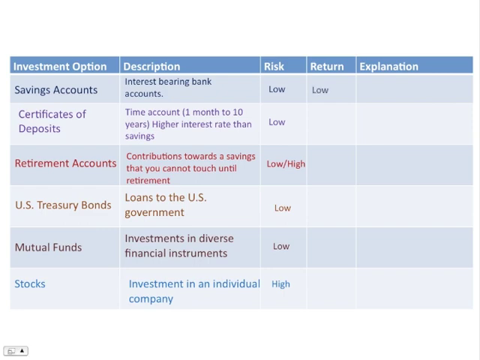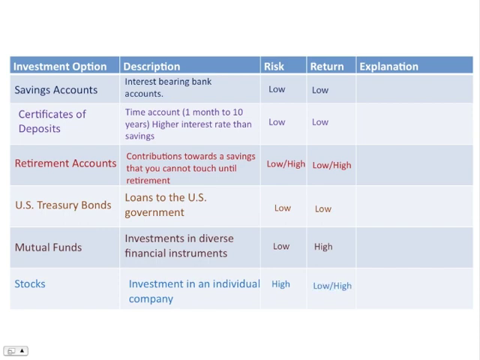Savings accounts are going to net low return. CDs are going to generally net low return in 2019 anyway. Retirement accounts can vary. Currently, U.S. Treasury bonds are also somewhat low returns, and mutual funds tend to be higher returns than your traditional savings accounts or CDs.